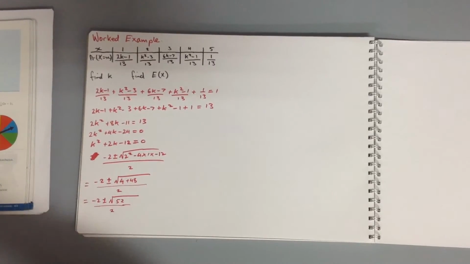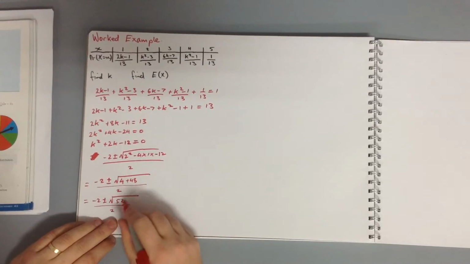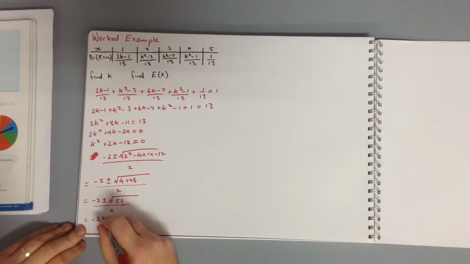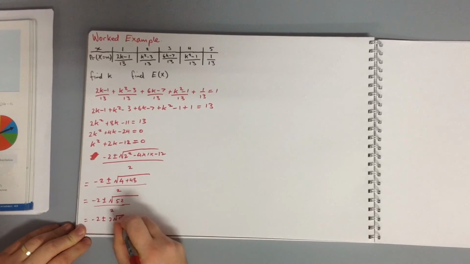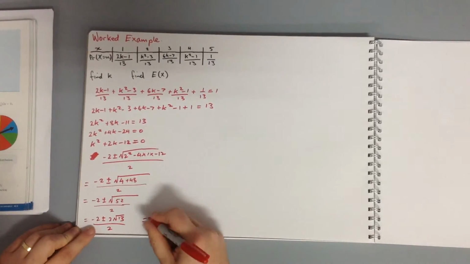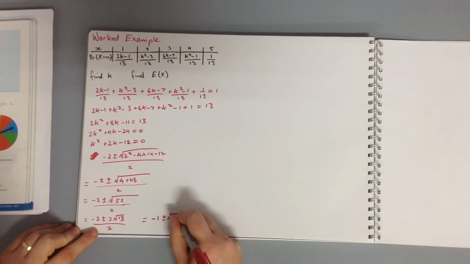Okay, so we're getting there. So what we can say is we can bring 4 out as a common factor here, out of our 52. So we can make it minus 2 plus or minus 2 root 13 on 2, which means we get minus 1 plus or minus the square root of 13.